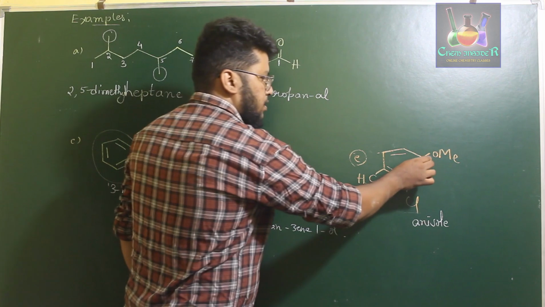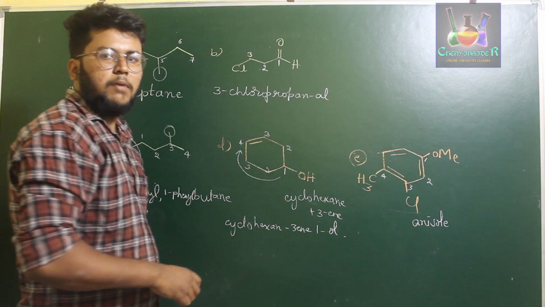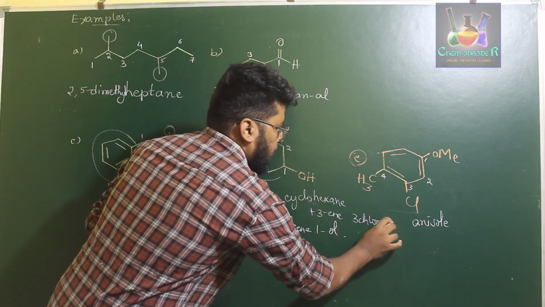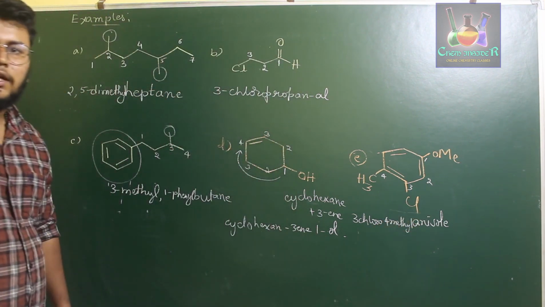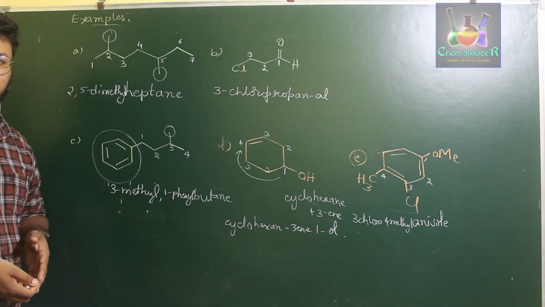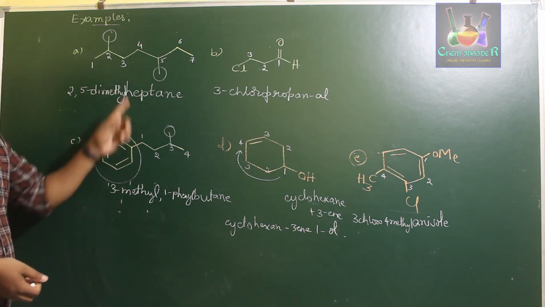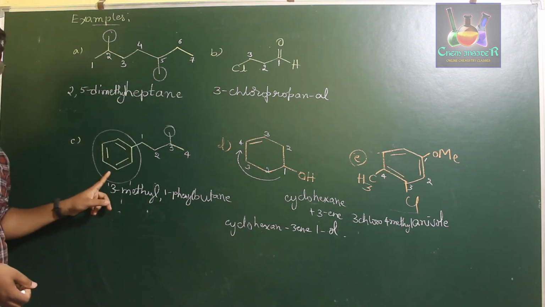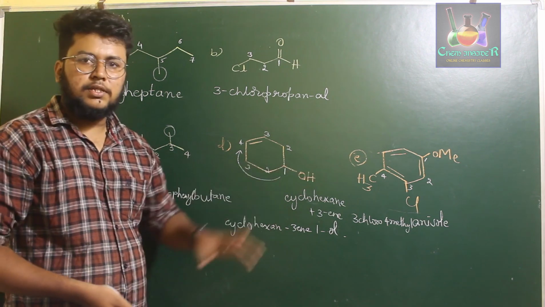So if you start from this carbon, 1, 2, 3, 4. The name of the compound will be 3-chloro 4-methyl anisole. So that is about the naming of certain organic compounds according to the IUPAC nomenclature. We have discussed all types of examples: one which has just a branched chain, one which has substitution of a functional group, one which has a benzene ring, a hydrocarbon, cyclohexane group and a benzene group.